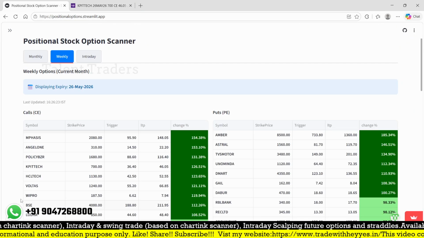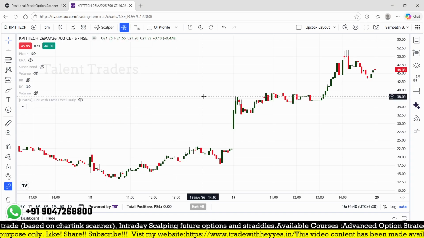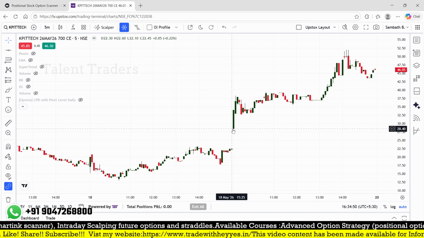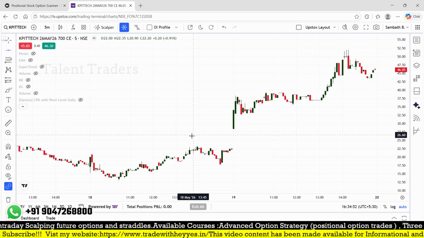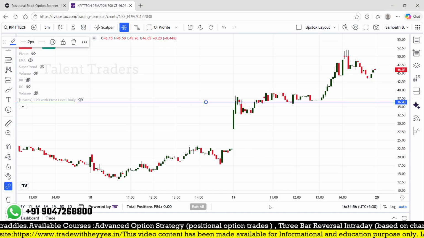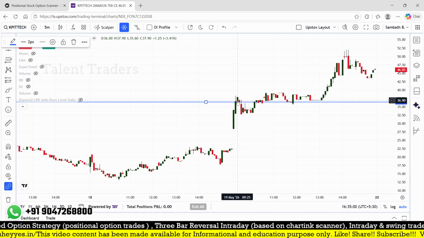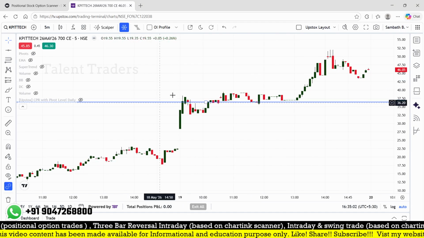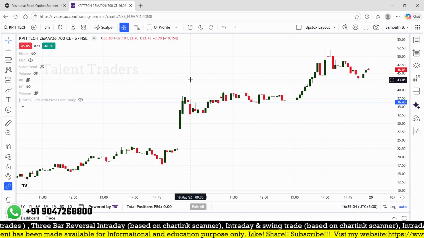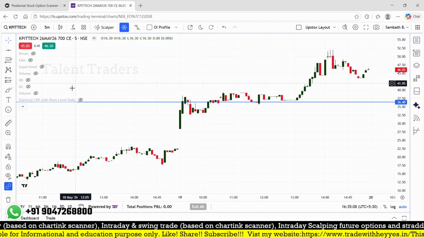Here, KPIT 36.4. We check 36. Yeah, this one. If you look at this 36.4, that should be a breakout. You can see this is happening at 9:30. On the 5-minute chart you are looking at, the first 15-minute candle itself had increased, but later on it came down, and this is the breakout point.